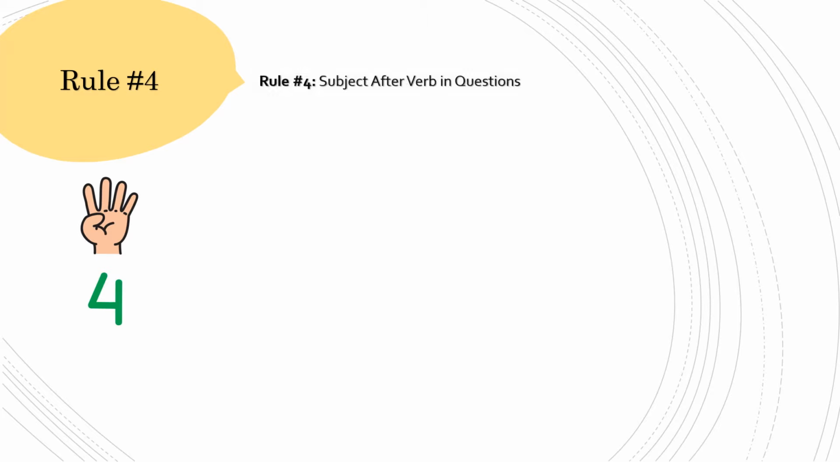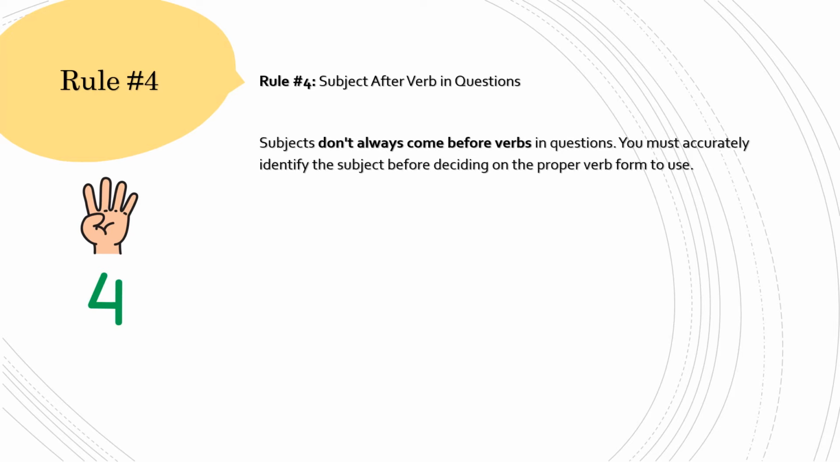Rule number 4. Subject after verb in questions. Subjects don't always come before verbs in questions. You must accurately identify the subject before deciding on the proper verb form to use.